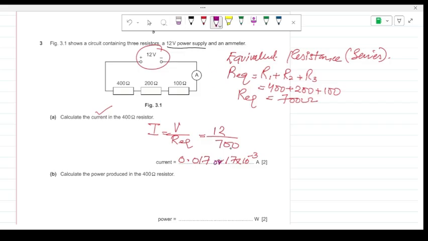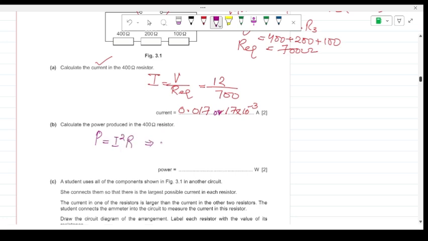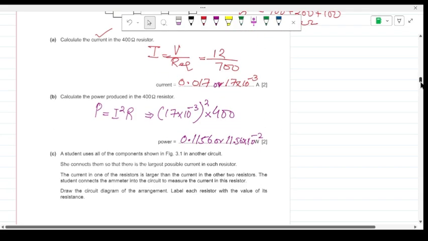Now in the second step, we have to calculate the power produced by the 400 ohm resistor. We can use the power dissipation formula, P equals I squared R. We know the current, which is 17 exponent minus 3. We have to square it, and we use the 400 ohm resistor. When we do the math, we get the answer, which is around 0.1156, or we can write 11.56 exponent minus 2 watts. So now we have calculated the power.